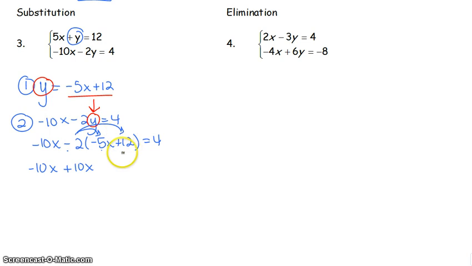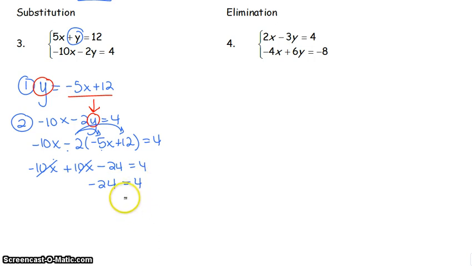A negative 2 times 12 is a negative 24. Equals 4. We combine our like terms, a negative 10 and a positive 10. Well, those end up canceling. I've got a negative 24 equals 4.